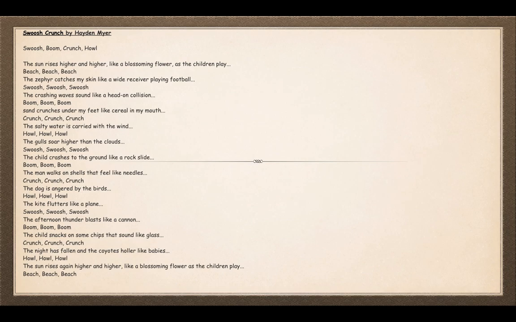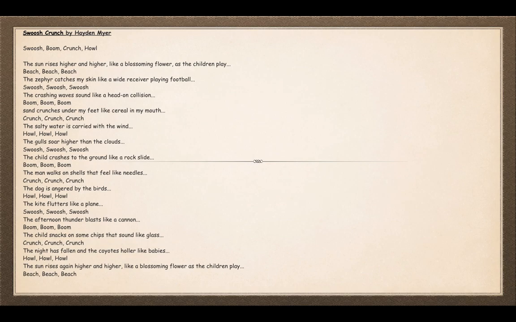Howl, howl, howl. The kite flutters like a plane. Swoosh, swoosh, swoosh. The afternoon thunder blasts like a cannon. Boom, boom, boom. The child snacks on some chips that sound like glass.